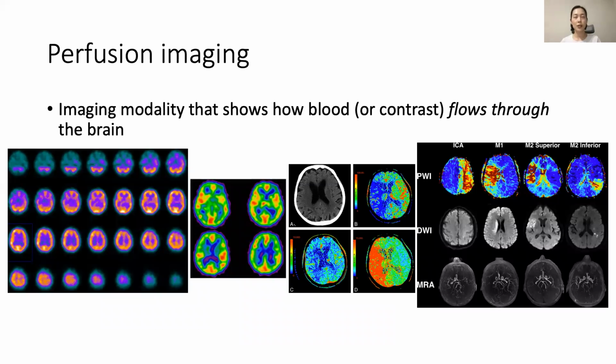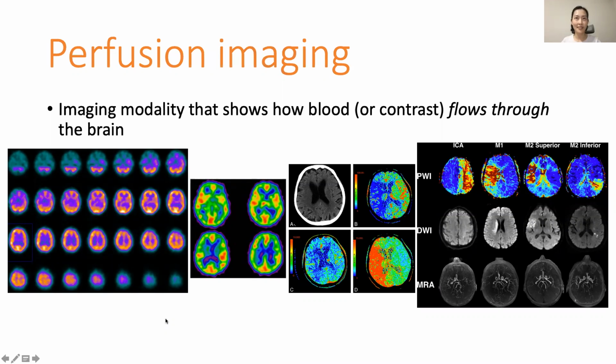And now perfusion imaging. This is the exciting part. And this is a new modality that helps us with decision making in stroke. And what is perfusion imaging? It's an imaging modality that shows us how blood or contrast flows through the brain. And there are different kinds of perfusion imaging. There's SPECT, there's PET, there's MRI, and there's CT perfusion imaging. I'm going to focus on CT perfusion imaging because that's what we use at UAB.